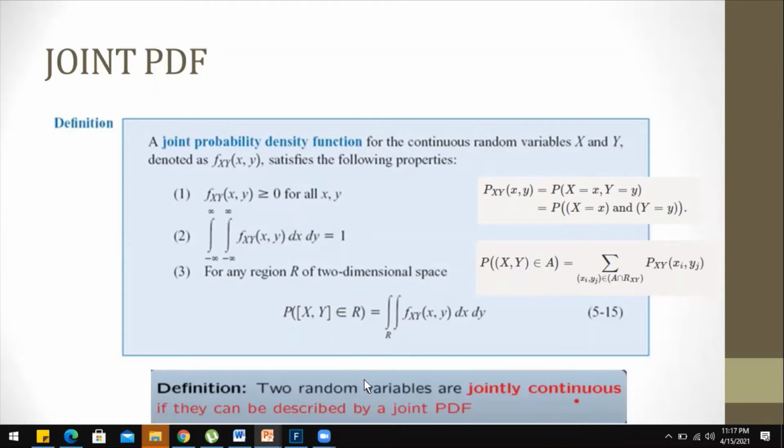We can say that two random variables are jointly continuous if there exists a joint PDF that can be used to calculate their associated probabilities through this particular formula.